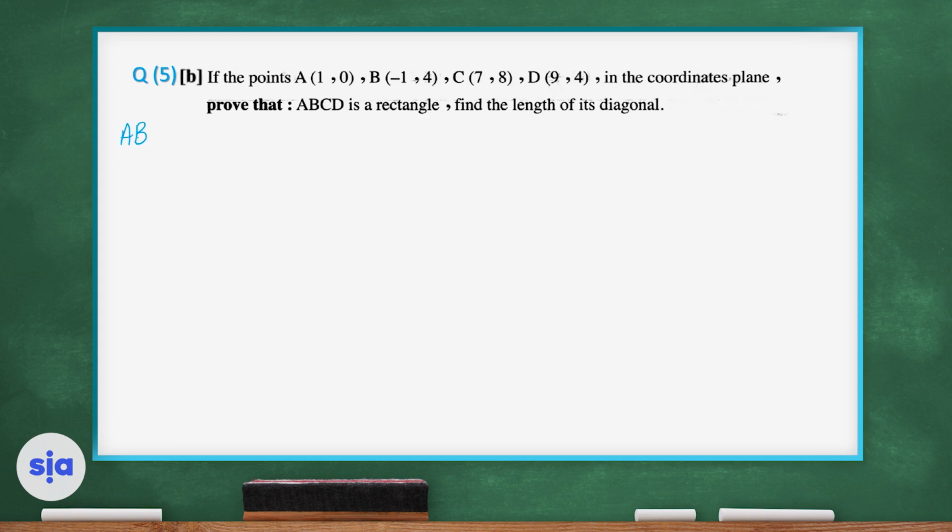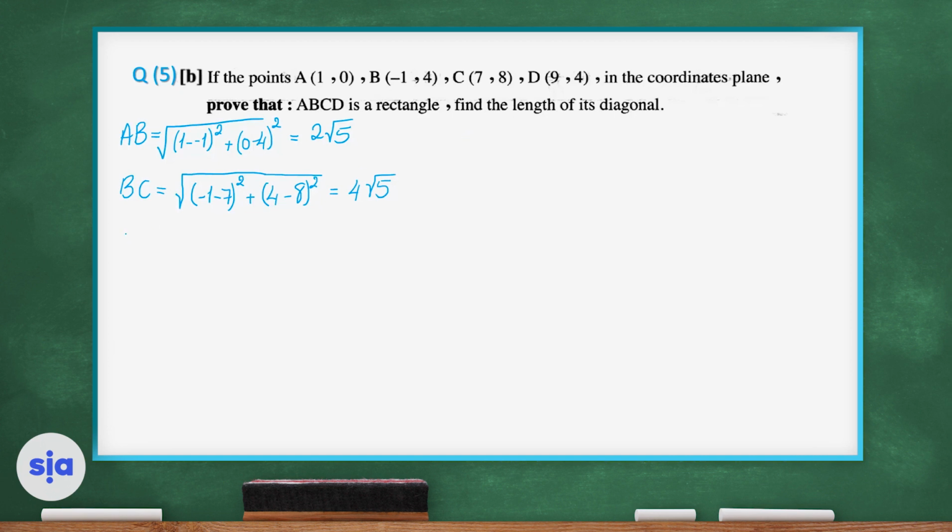So let's now start by finding the length of each side. AB equals square root of 1 minus negative 1 squared plus 0 minus 4 all squared. So the length of AB is 2 square root of 5. You find the length of BC, it's equal to square root of negative 1 minus 7 all squared plus 4 minus 8 all squared, which is equal to 4 square root of 5.